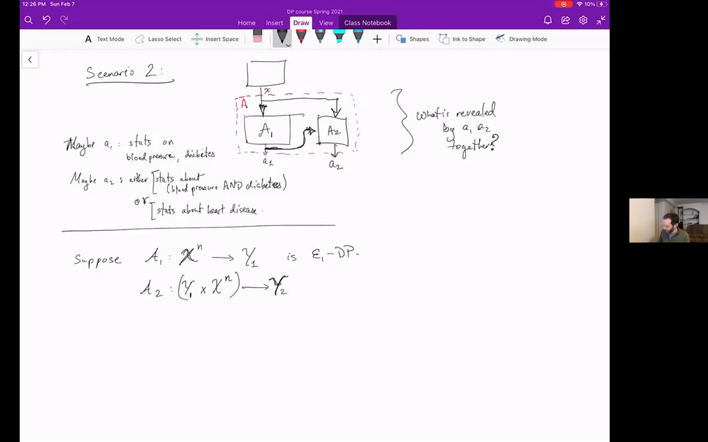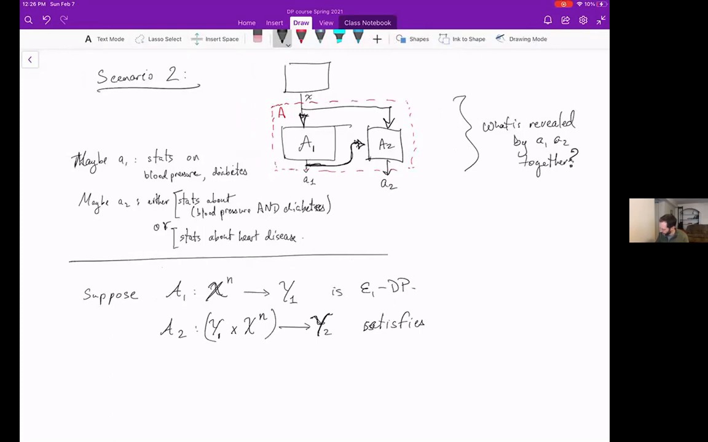So these are both randomized algorithms, and the requirement on the second one is a little stronger than just differential privacy. It should satisfy the following: for every output I might see from the first algorithm, the algorithm I get by fixing that first argument to A2, thinking of A2 now as an algorithm that only takes a data set as input, is epsilon2 differentially private.